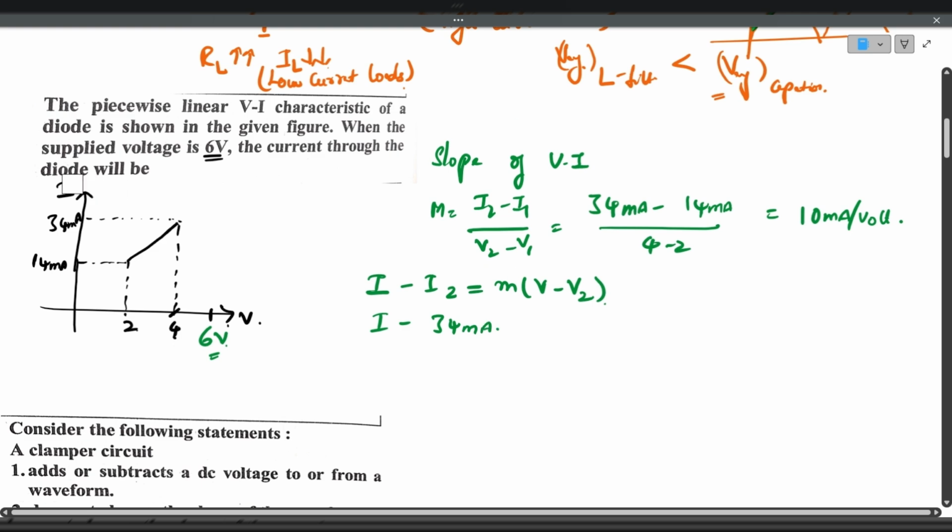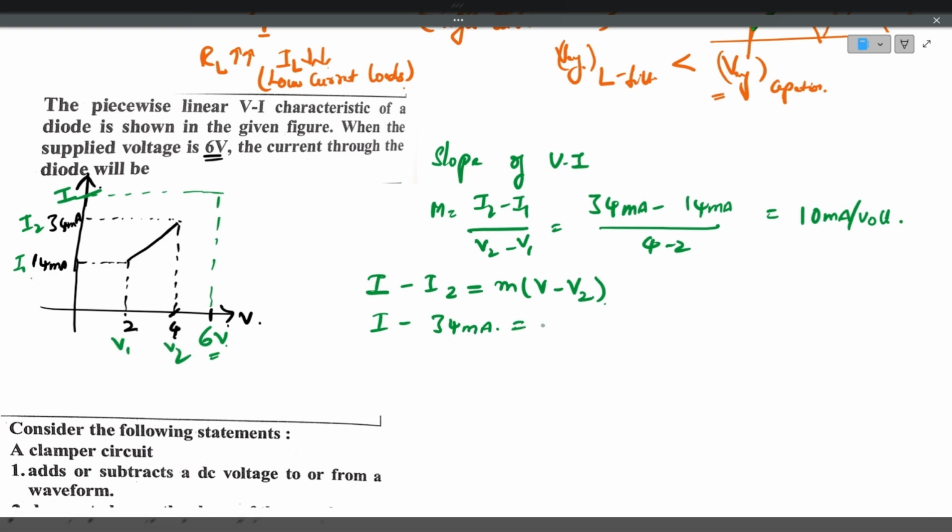Hope you understood. He's asking us to find the current at this point: 6 volts means what is the current? So this is I actually. This is I2, this is I1, this is V1 and this is V2. So I minus I2 is 34 milliamps and the slope is 10 milliamps per volt. V is 6 volts, which is given in the question itself. V2 is 4 volts. By solving this, I is equal to 54 milliamps. Okay, that is the answer.